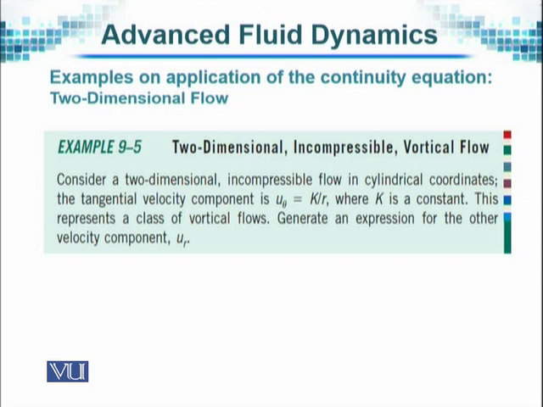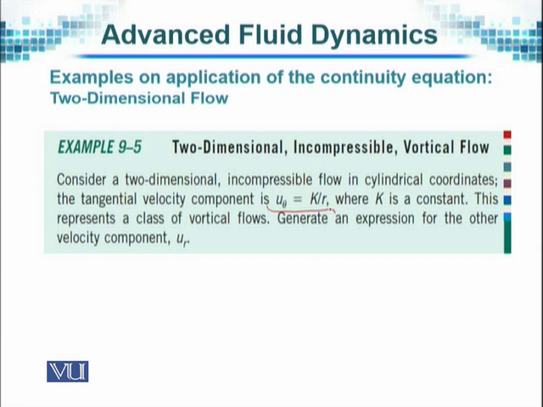The problem that we are considering is: consider a two-dimensional incompressible flow in cylindrical coordinates. The tangential velocity component u theta is given as equal to k by r. K is some constant, so u theta is changing as 1 by r. That means it is inversely proportional to r. As r increases, u theta decreases, and as r decreases, u theta increases. This represents a class of vortical flows.